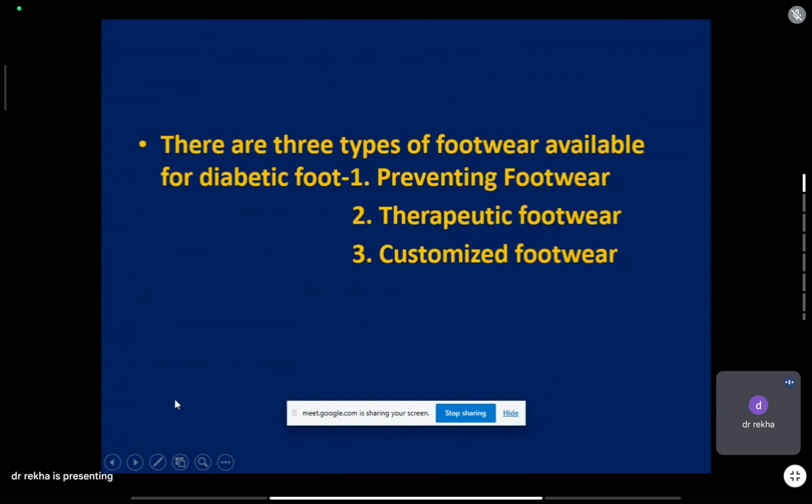So there are basically 3 types of footwear. One is preventive footwear, simply these Skechers shoes or the sports shoes. These are the preventable footwear. Therapeutic footwear, these are sometimes different footwear. Most of the diabetic patients require this type of therapeutic footwear. And the customized footwear, suppose the patient is having some forefoot amputation or toe amputation, then they require the customized footwear.